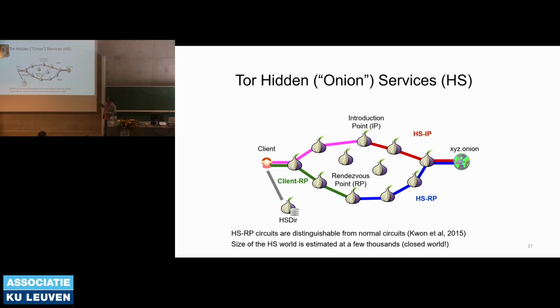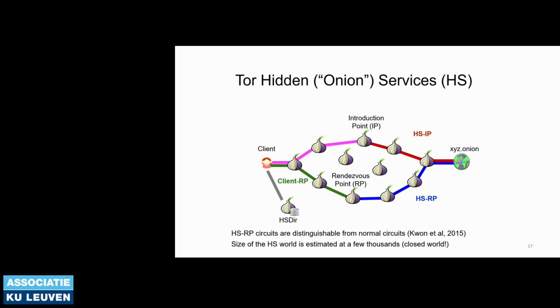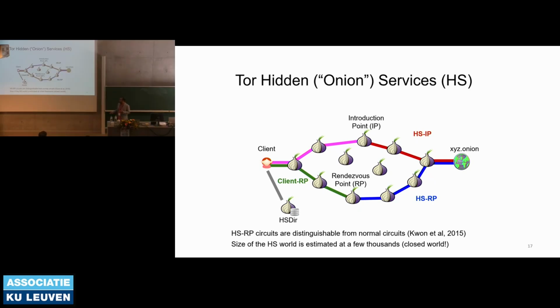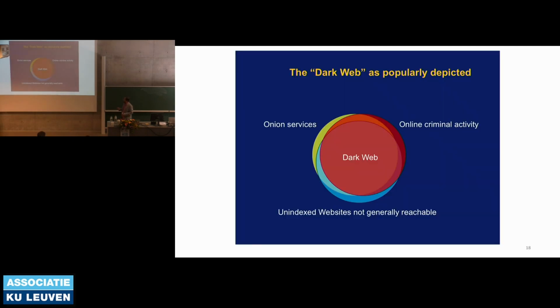And of course, since this circuit length is longer, the circuits are distinguishable. Just by looking at the circuit, you can say that you are talking to hidden services. And right now, the number of hidden services in Tor is several thousands. But here I want to put a note that many people synonymize hidden services or onion services as dark web.